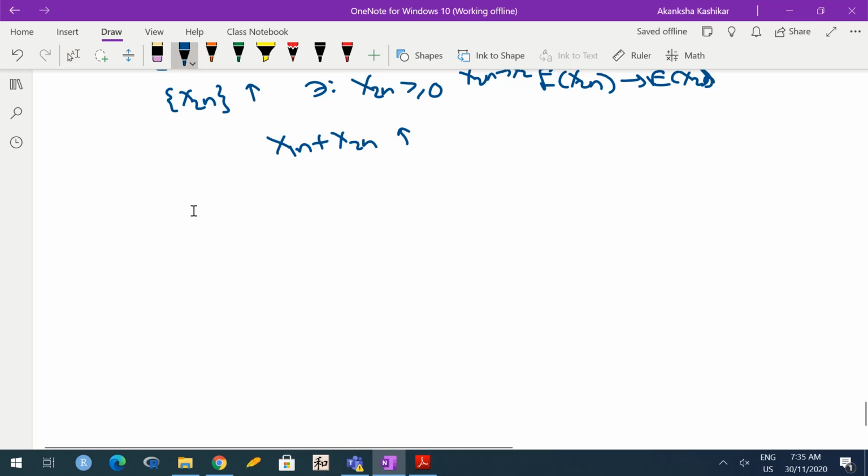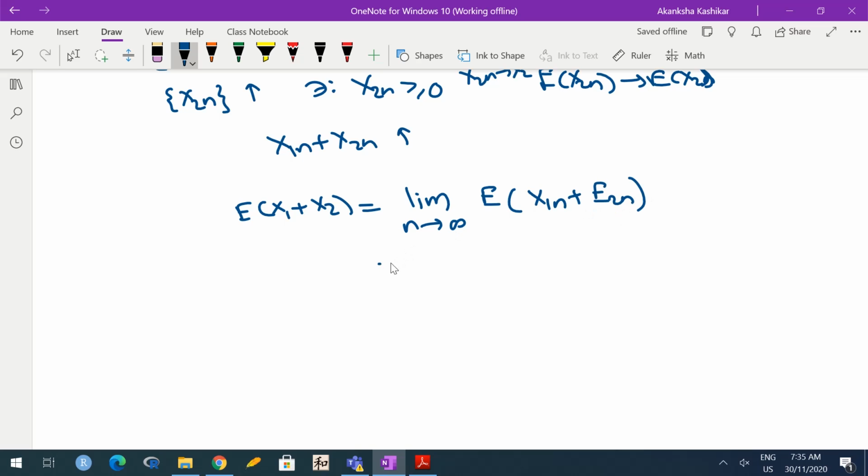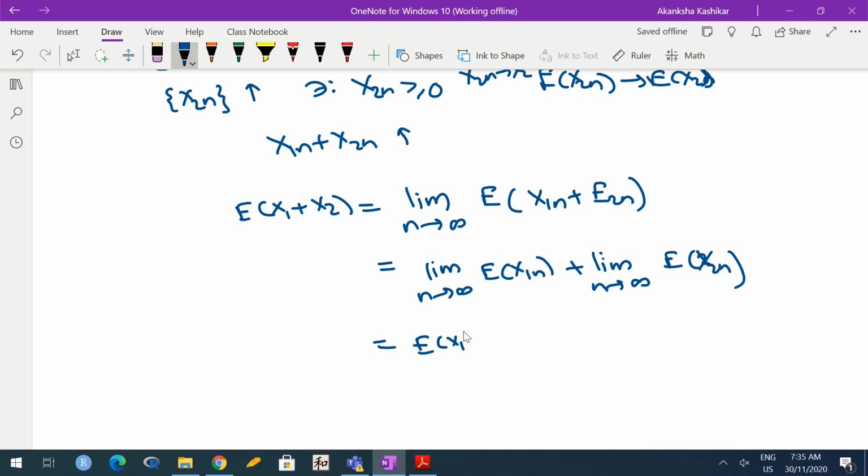and it is also a sequence of non-negative simple random variables. So expectation of x1 plus x2 can be defined as limit over n going to infinity of expectation of x1n plus x2n. So this is limit over n going to infinity of expected x1n plus limit over n going to infinity of expected x2n. So this is expected x1 plus expected x2. So if both x1 and x2 are non-negative, then the result is automatically true. We have just proved it.